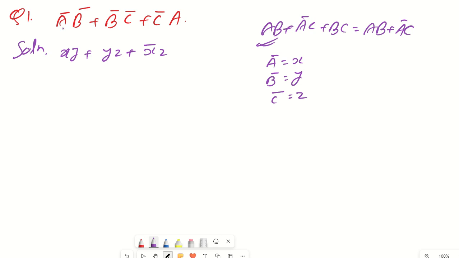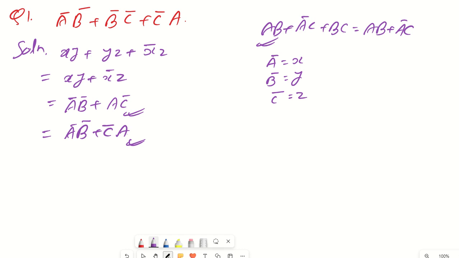So I can write it down: XY plus X bar Z, or it is nothing but A bar B bar plus, X bar is A, so A C bar. Okay, so this is the answer. If you want, you can rewrite it as A bar B bar plus C bar A. Both are same, C bar A or A C bar. So this is how you can relate it to the complemented terms, and this is going to be the solution.